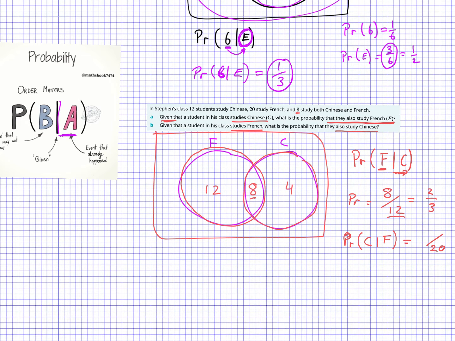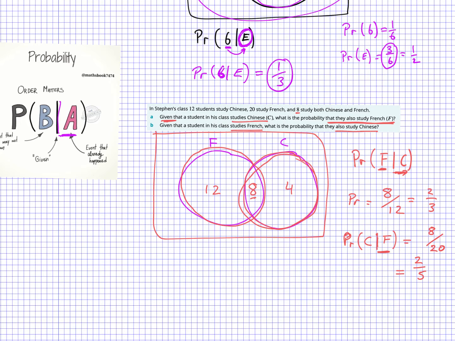Previously, it was 12, so it's not going to be the same fraction. All right, so what's the crossover of Chinese into French? And that is 8. The numerator stayed the same, but the denominator changed, because the first event, which was studying French or studying Chinese, had different sample sizes. So 8 out of 20 is the same as 2 out of 5.